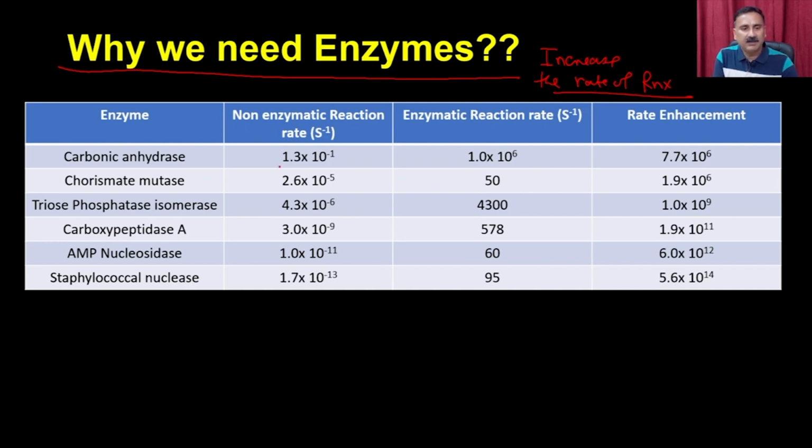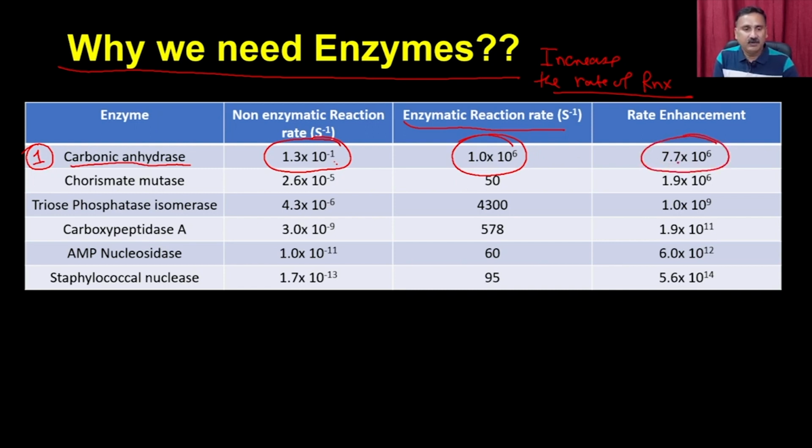For example, I have taken the example of carbonic anhydrase. What you see here are the enzyme reaction rates. If you have a non-enzymatic reaction, the reaction rate is very low, for example 10 to the power minus 1. Whereas enzymes give a reaction rate of 10 to the power 6, which means there is a rate enhancement of approximately 10 to the power 6.